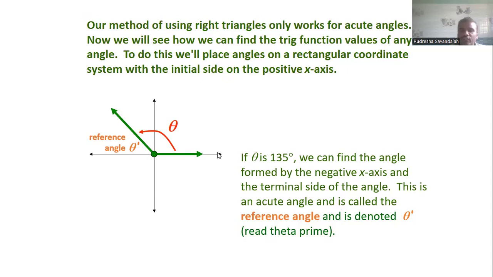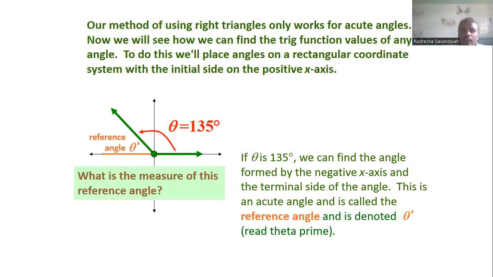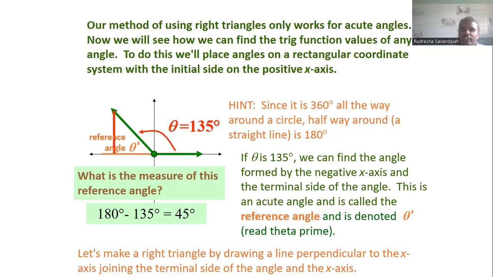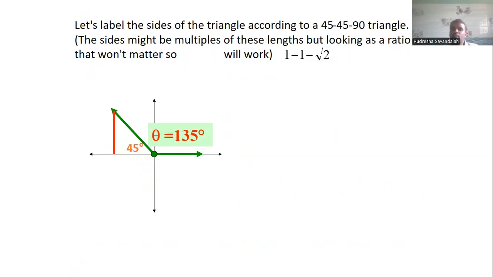If theta is 135 degrees, see here, from 0 to 135 degrees, we can find the angle formed by the negative x-axis and the terminal side of the angle. This is an acute angle, called the reference angle, denoted by theta dash. What is the measure of this reference angle? Since it is 180 degrees around a straight line, 180 minus 135 is equal to 45 degrees. Let's label the sides of the triangle according to the 45, 45, 90 triangle.